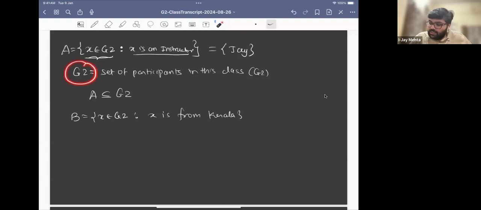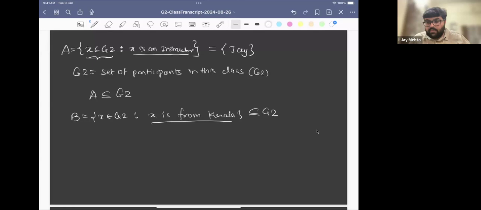This G2 is different. This is B. It's a subset of G2, right? All those students who satisfy this property. Yes, who is here from Kerala? Anyone? Pooja, what is the set? Rishikesh, can you tell what is the set? Vinith, can you tell what is the set?